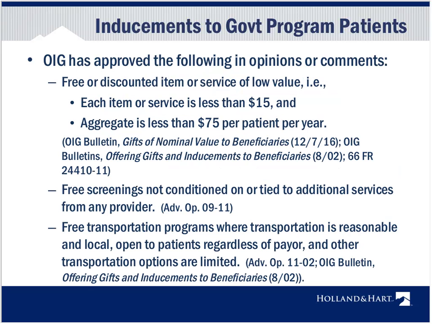Now, in addition to those, the OIG has approved the following practices in opinions or comments, even though they don't appear in the regulations themselves. The OIG said, hey, we won't go after you if you are offering items of low value, and they define items of low value. They actually just increased the amount on December 7, 2016. They increased the amount from $10 to $15 per item, or up to $75 per patient per year.